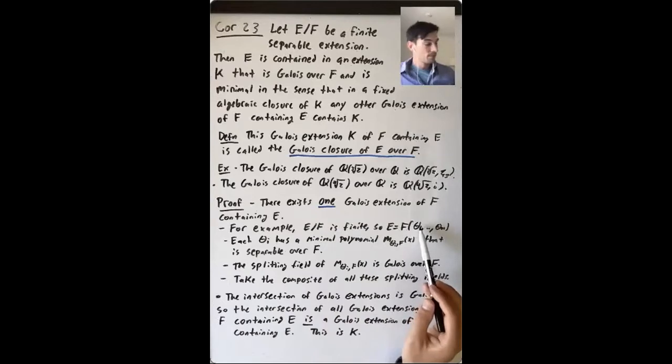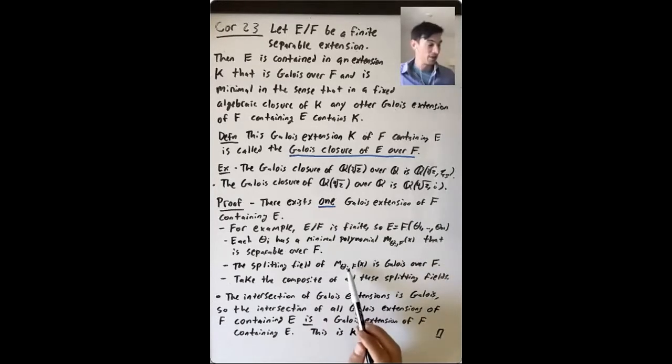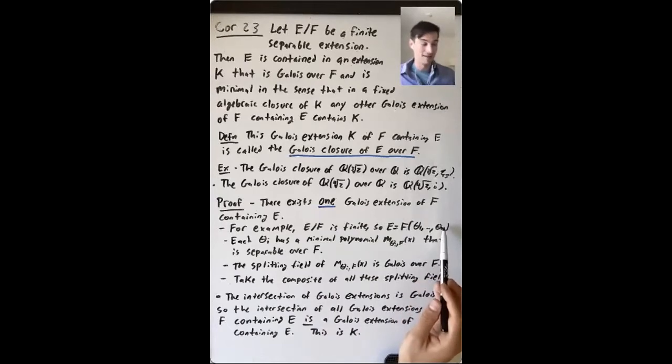If you take the splitting field of any one of those polynomials over F, you get a Galois extension of F. And if you take the splitting field of the minimal polynomial of theta_i over F, certainly that's a Galois extension of F that contains theta_i. So let's do this for every one of these, theta_1 up through theta_n.